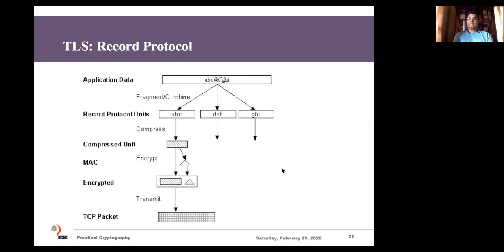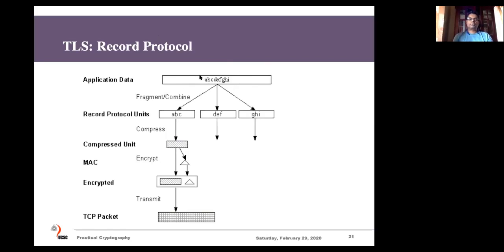The TLS record protocol basically provides the confidentiality and integrity of the communication. Let's see how it achieves that goal. Let's say we have data to communicate. This may be a web page, or it may be data entered into a web form, right? So this is the data communicated between the browser and the server.